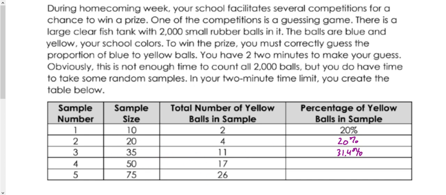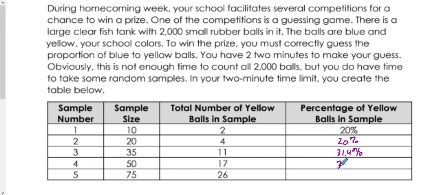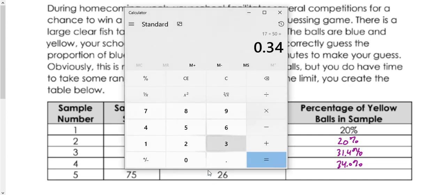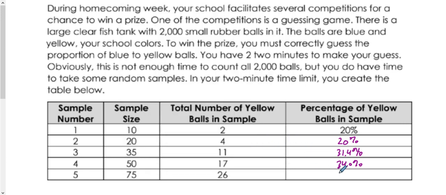17 out of 50. 17 divided by 50. That gives us 34%. And then finally, 26 out of 75. 26 divided by 75. And we get 34.6%, or about 34.7%.